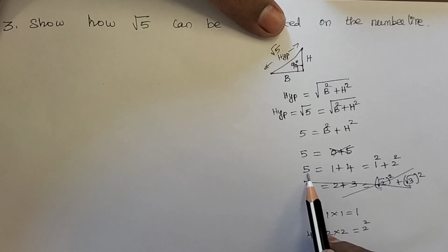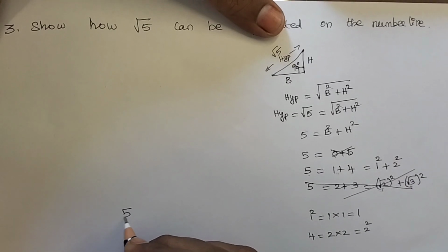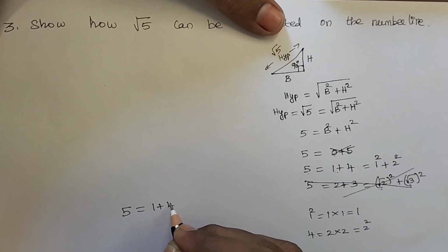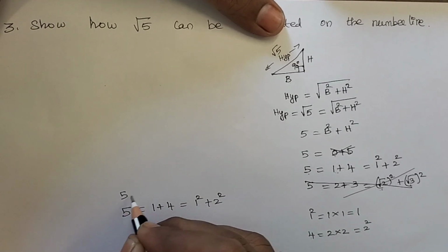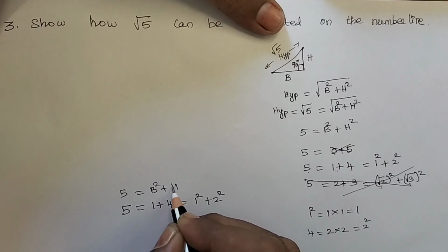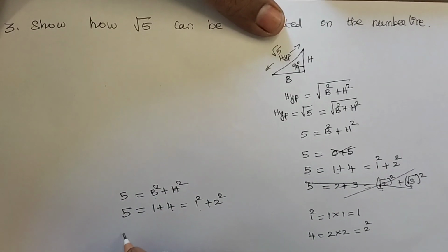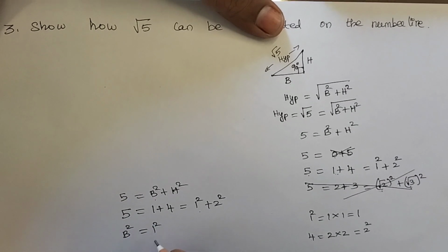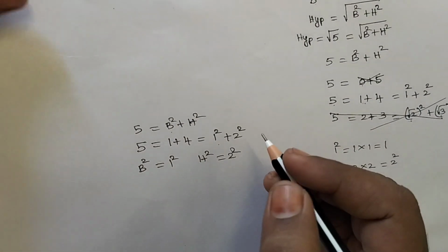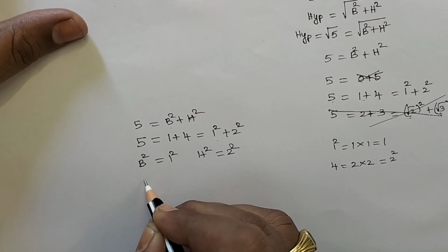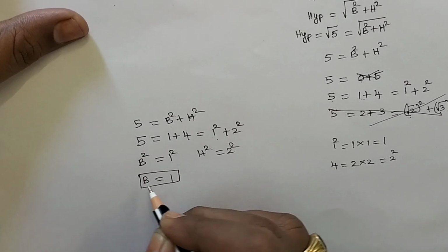So now what I am saying: 5 is equal to 1 plus 4, which is equal to 1 square plus 2 square. This is the only one I am going to take. Already I know 5 is equal to b square plus h square. Now compare this and this. So b square is equal to 1 square and h square is equal to 2 square. Using that, find out the b value and h value. Take the square root of b square, so here it will be b, and the square root of 1 square is 1. So b is equal to 1.